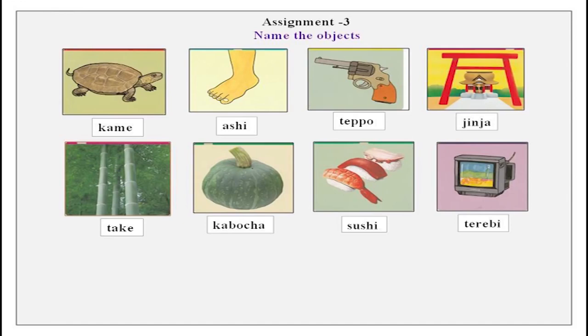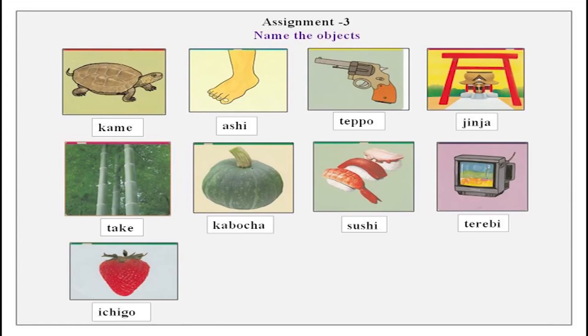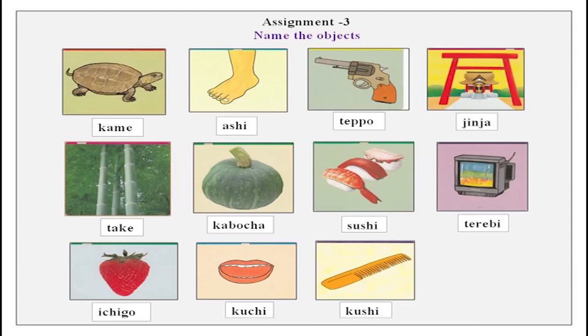Terebi. Ichigo. I'm sure all of you like ichigo. Kuchi. Kushi. And sempuki.